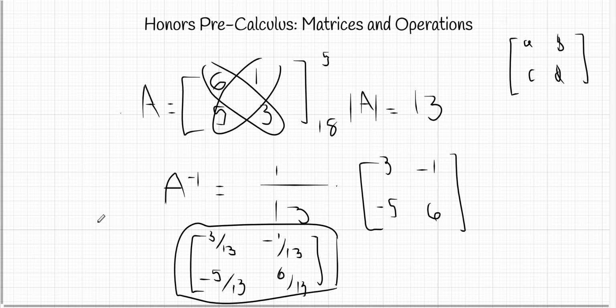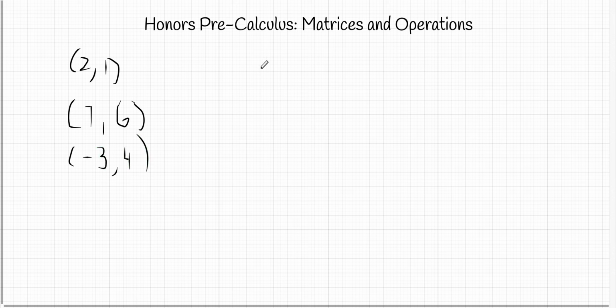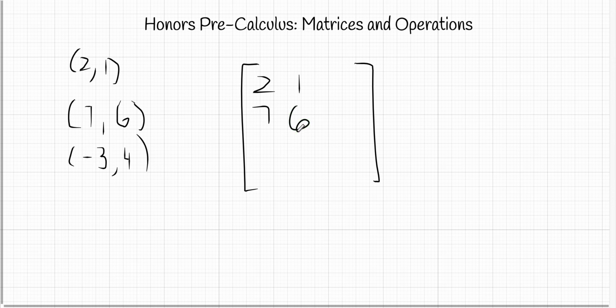Now, there are a few applications that we should talk about. The first one is finding the area of a triangle using matrices. There are a couple of ways, but if you're given the vertices, let's say 2, 1, 7, 6, and negative 3, 4, you would basically create a 3 by 3 matrix. So the first 2 columns would be the coordinates. So you have 2, 1, 7, 6, -3, 4. And the third column would just be ones. Just fill it up with ones.